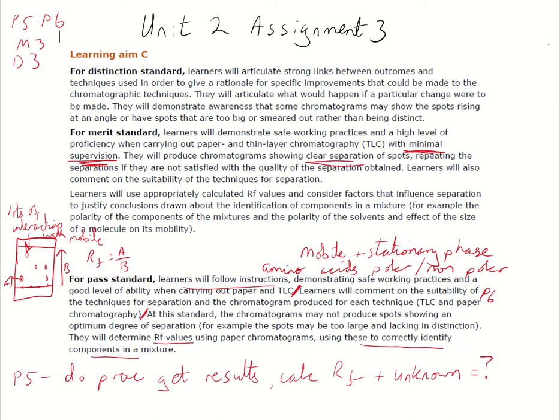Clear separation of spots. So across here, we want to see dots that are nice and clear away from each other. That's good. Whereas if they are smeared out and we've got lots of overlap in there, bad. Just repeat the practical. As it says, repeating is perfectly fine if you are not satisfied with the quality. So it does not matter at all if it takes you 2 or 3 goes to get this done.